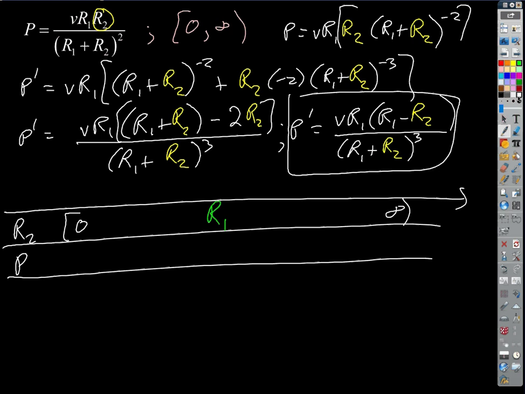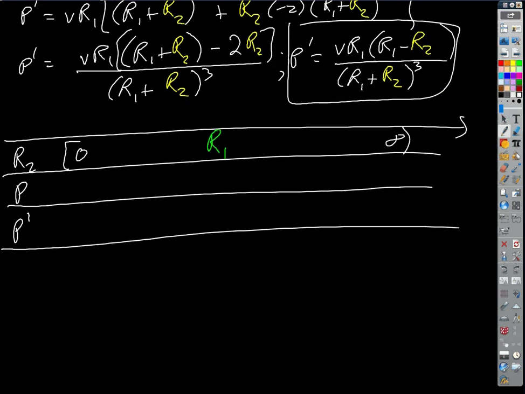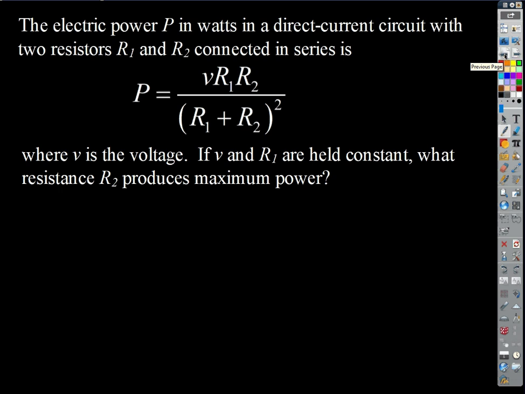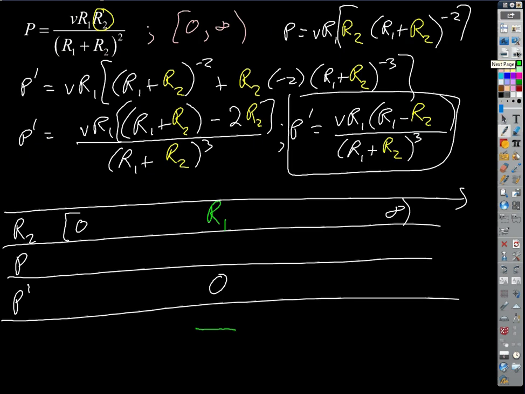And if I add my next row, my P prime row, what's the value of the derivative there? 0. So that's telling me then, what about the topology of the graph? Horizontal tangent, right? Good. We know we got a horizontal tangent. So then we're trying to find, what are we trying to find again? We're trying to maximize power, right? We want to find the maximum power. So we want to see if we can come up with a maximum here.